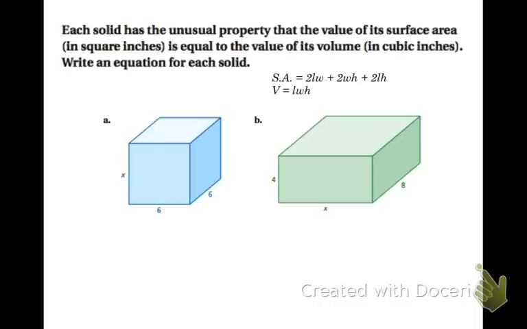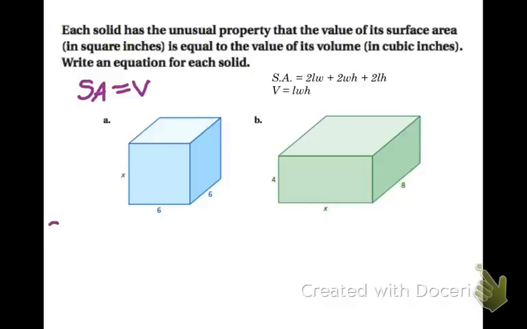I've written the formulas for you for the surface area and the volume. So remember, surface area is adding up all the areas of all the sides. Volume is multiplying the area of the base times the height of the solid. So let's give this a try. It's stating that the surface area is equal to the volume. So that means in each of these, surface area equals volume. So you could rewrite the formulas to show that they are equal to each other.